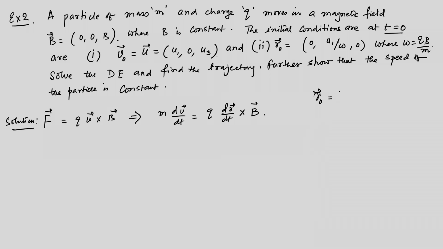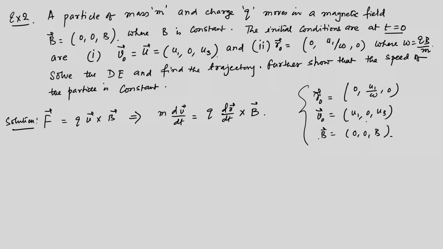r0 is given as (0, u1/omega, 0), v0 is (u1, 0, u3), B equal to (0, 0, B). Okay. So, these are the conditions that are given, and v0 is equal to u. Okay. The components are like that. So, this u equal to this, that is given.